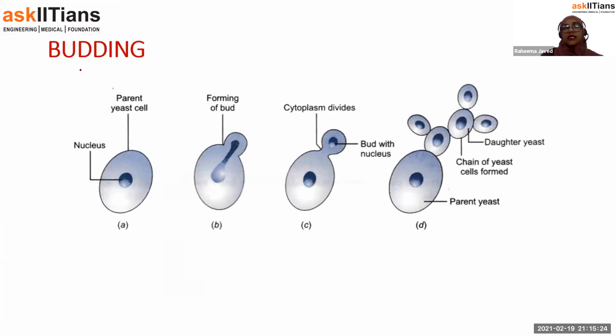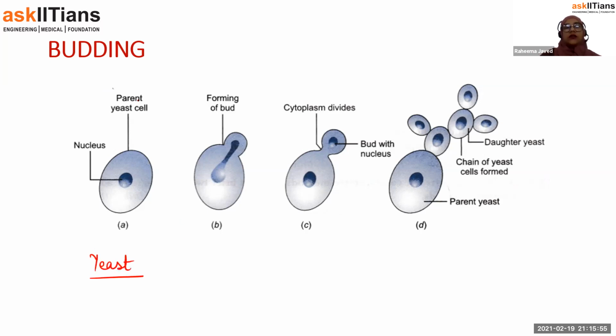Budding is the process where a tiny little outgrowth develops on the parent's body. This outgrowth then grows more and more, and finally it buds off. That means it gets cut off from the parent's body and develops into a new individual independently. Okay, here budding in yeast is shown. Yeast is a unicellular fungus.